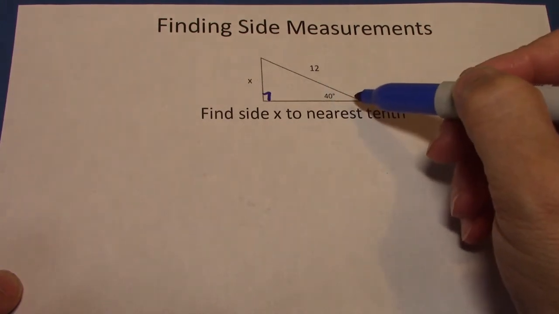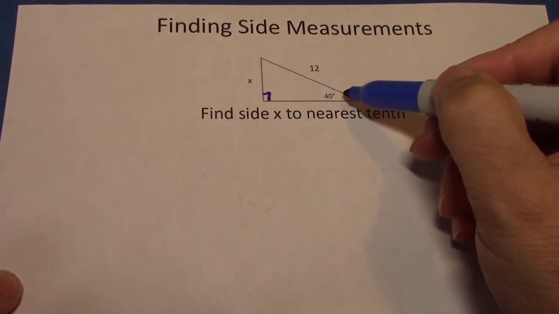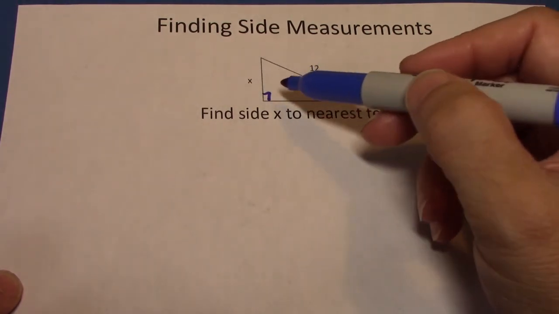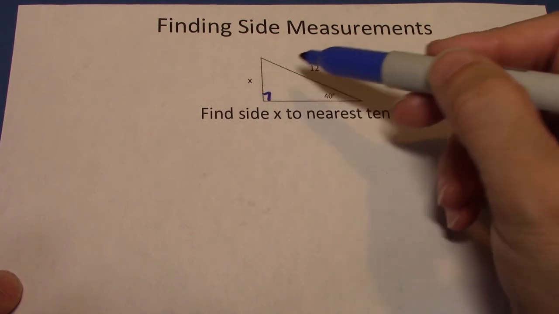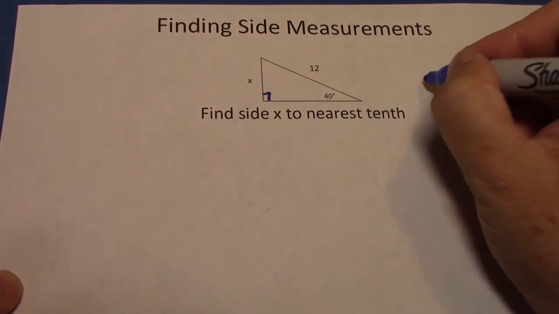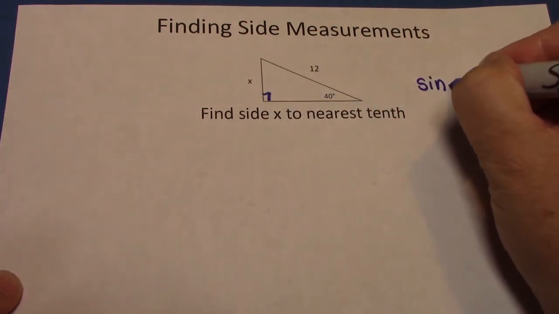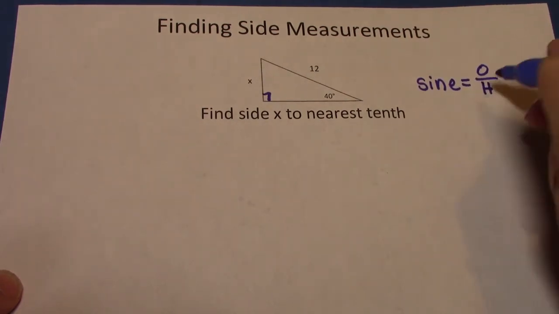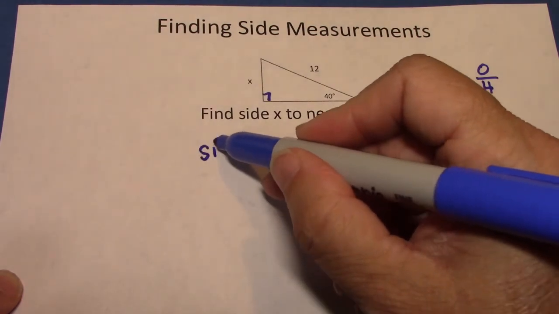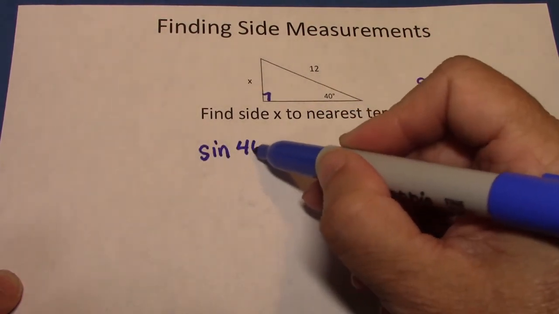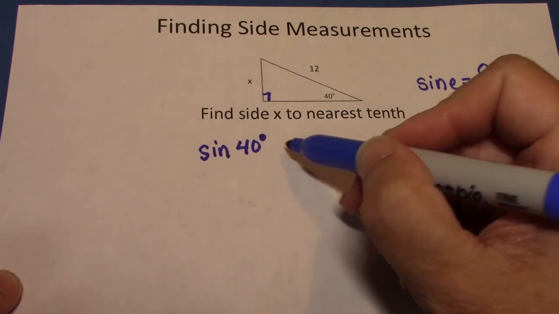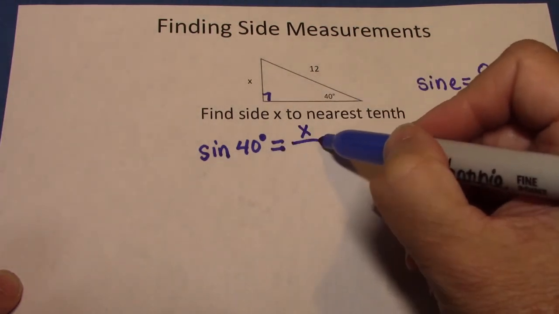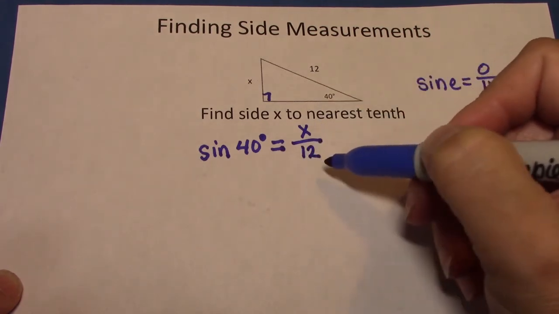We know that this angle right here is 40 degrees, and we want to know the measurement of the side that's opposite. So we're looking for some ratio of opposite and hypotenuse, and that is, of course, sine, which is opposite over hypotenuse. So we can say that the sine of 40 degrees, that's the measurement of this angle, equals the opposite, that's x, that's what we're looking for, over the hypotenuse, 12.